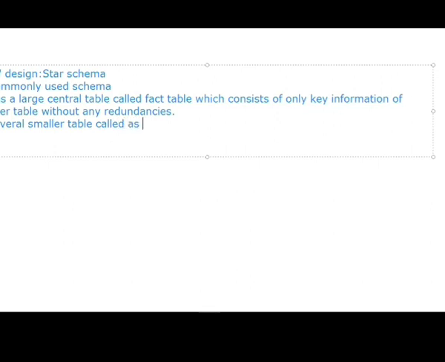Now this fact table is surrounded by several smaller tables which are called as dimensional tables, or they are also called as lookup tables, which provide detailed values. So several smaller tables called as dimensional tables are placed around the fact table.